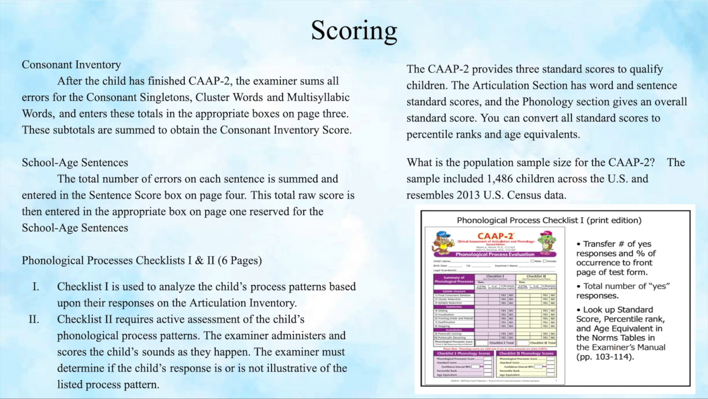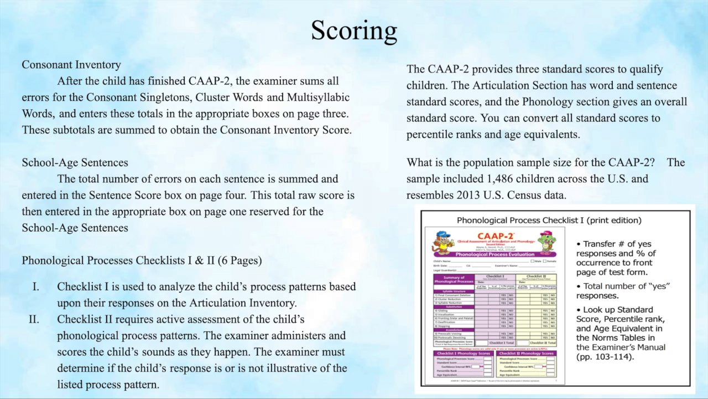Phonological Processes Checklist 1 is used to analyze the child's processing patterns based on their articulation inventory response. Checklist 2 will require an active assessment of the child's phonological processes pattern, and the examiner administers and scores the child's sounds as they occur. The examiner, while doing the response the child gives, is determining whether the processing pattern listed is demonstrated or not.